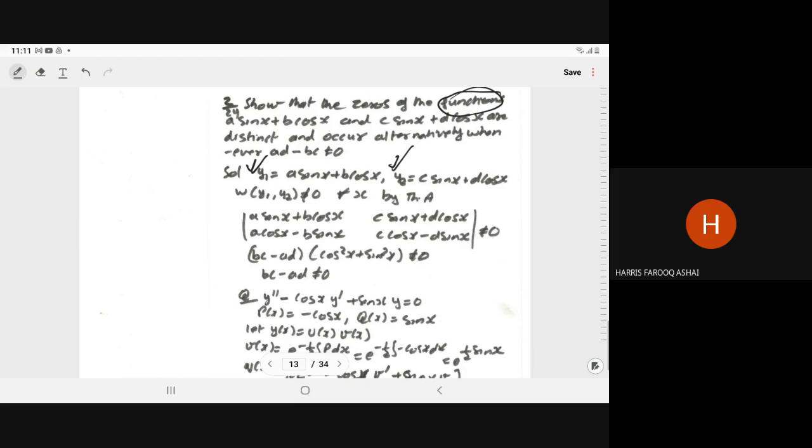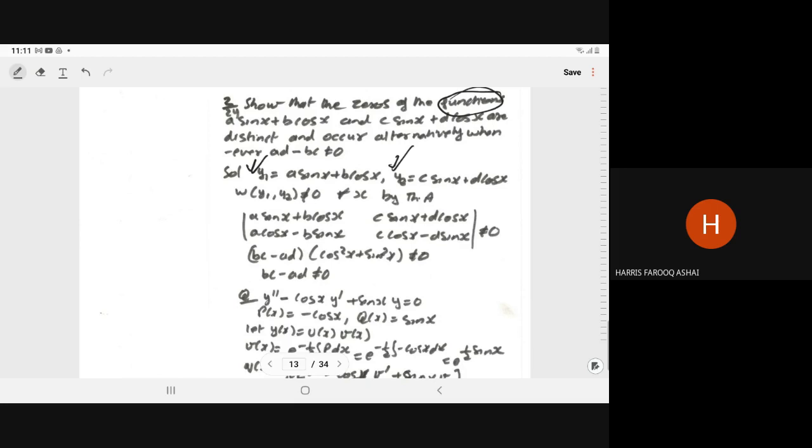Let me check from the book. Presently, I don't have the book. So after checking, if there is any change, then I will redo this question. Presently, just understand that we assume y1 and y2 are solutions here.